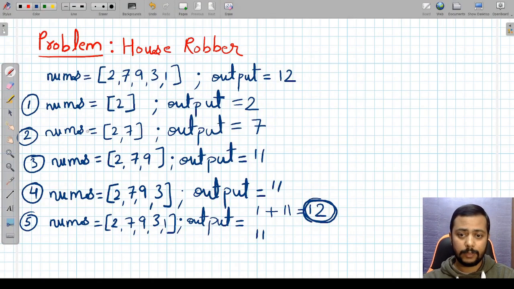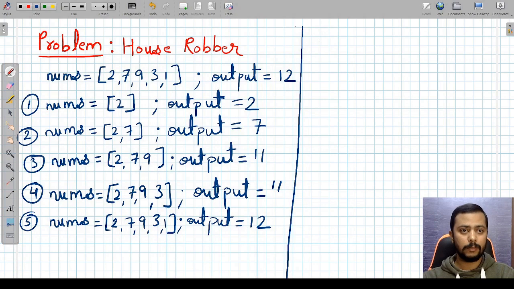So using this dry run, we can start to visualize how we are trying to build the solution. Basically, if I have any given array, by using the previous two steps, I can arrive at my solution. So let's try to see how our DP table will look like and how we are going to populate that. Then it will become more clear.